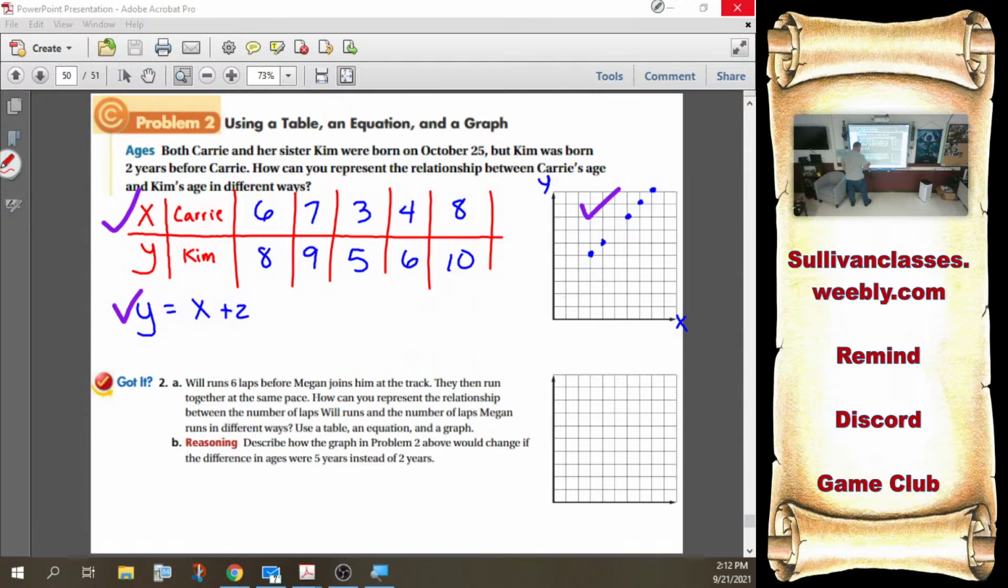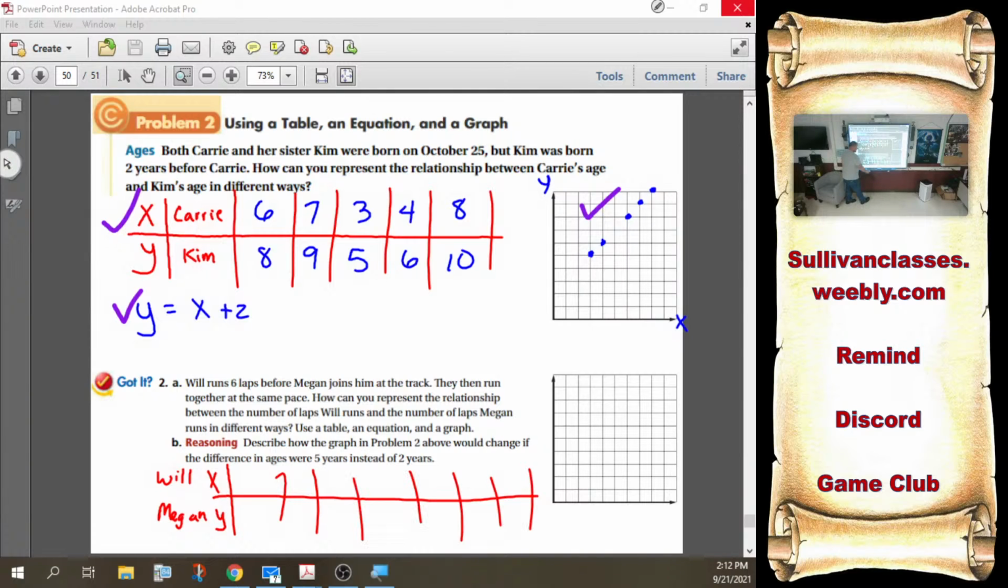Okay? So, do exactly what we just did. Get a table. Say, here's X, here's Y. And while we're at it, let's just make sure everyone's using the same thing. Will runs 6 laps before Megan joins him at the track. So we'll say the first one is going to be Will, and then Megan. I would like you to fill out the table, plot the points, and, tougher part, can you write the equation? Okay? Argue it with your neighbors.